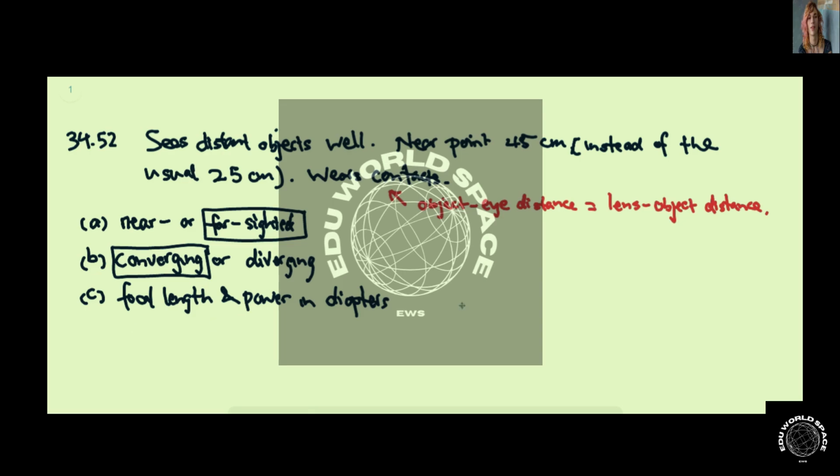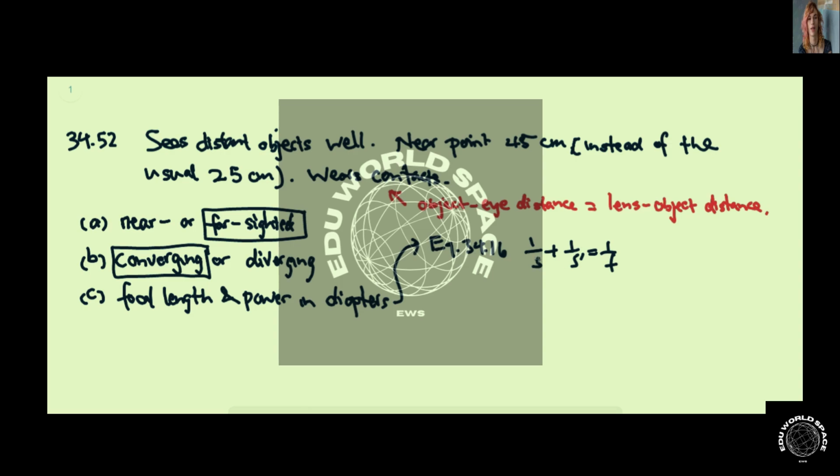So we'll use equation 34.16, which tells us that 1 over s plus 1 over s prime is equal to 1 over f, where s is the object distance, s prime is the image distance, and f is the focal length.